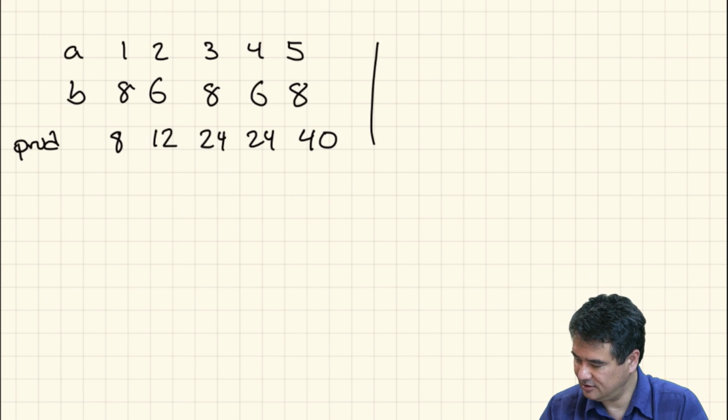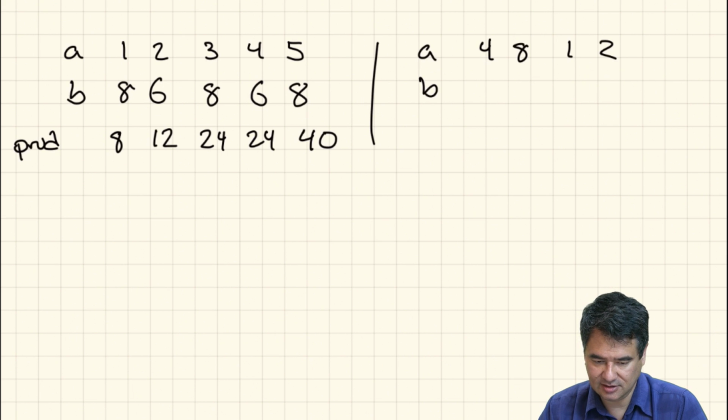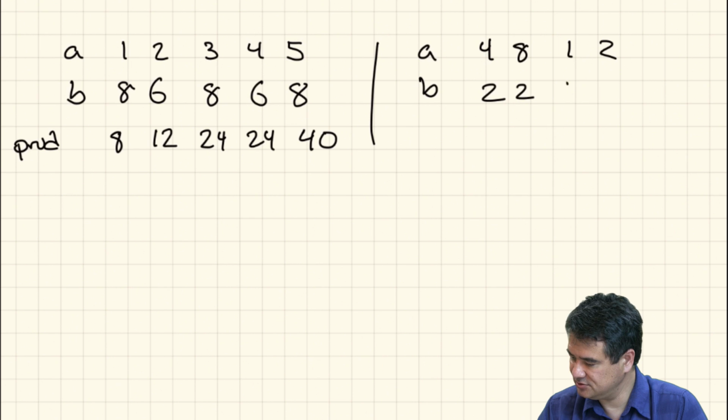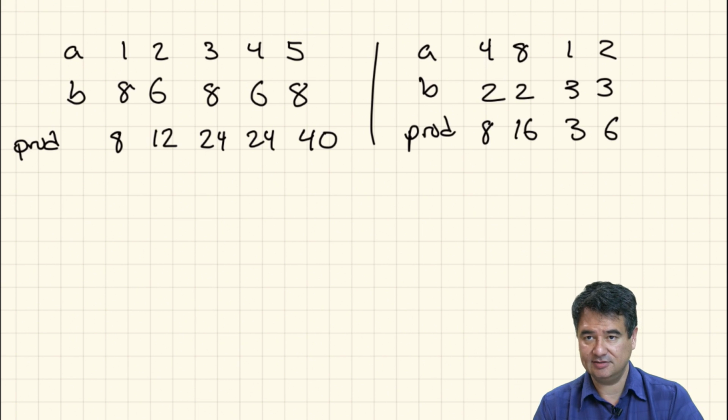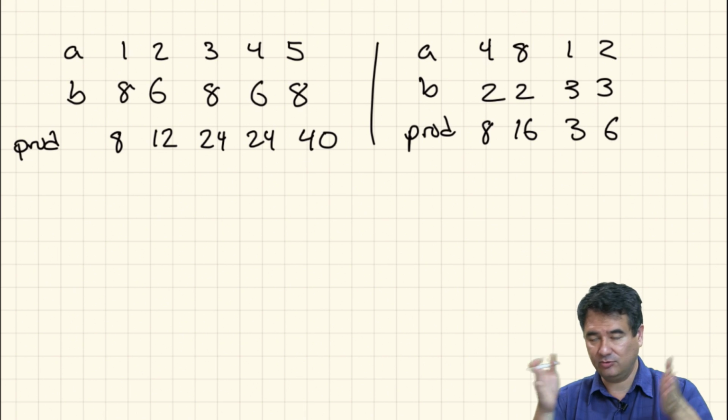Another one is A is 4, 8, 1, and 2. B is 2, 2, 3, 3. And so the product is going to be 8, 16, 3, and 6. Again, going down the columns. In this case, A and B are the same length, so there's no repetition necessary there.